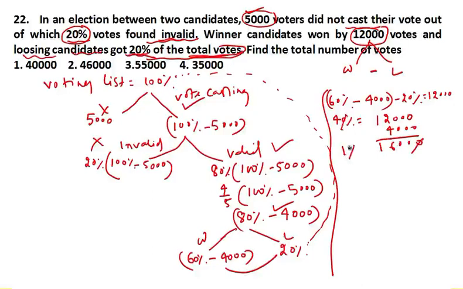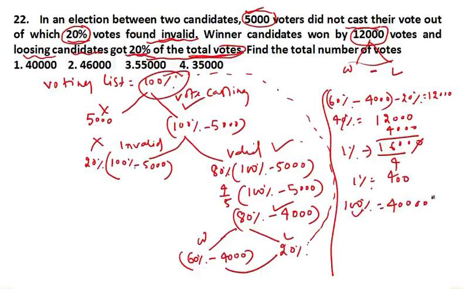So 1% will represent how much? 40% is 160, so divided by 4, it will represent 400. So 1% represents 400. Okay. So it is asking you for the total vote. Means if 1% represents 400, my total vote is 100%. So 100% will be 400 times 100. Just add these 2 zeros. It will be 40,000. I hope this point is very clear.